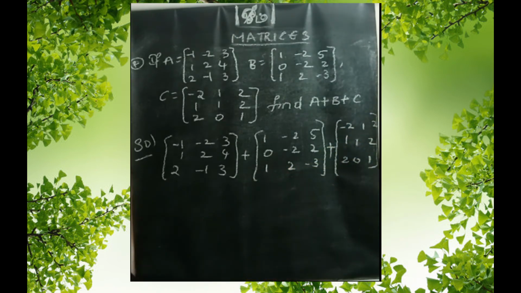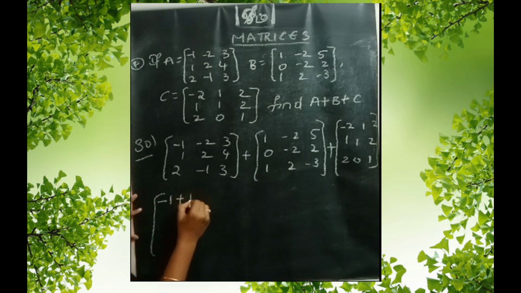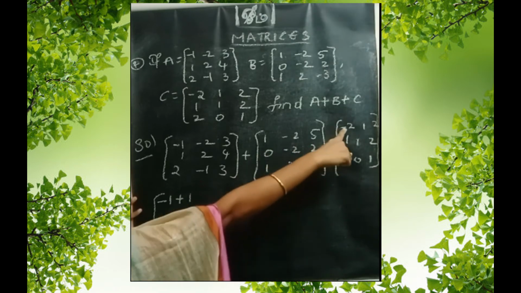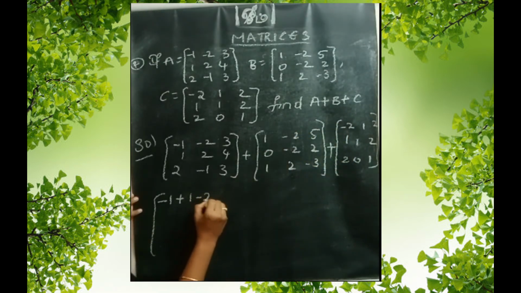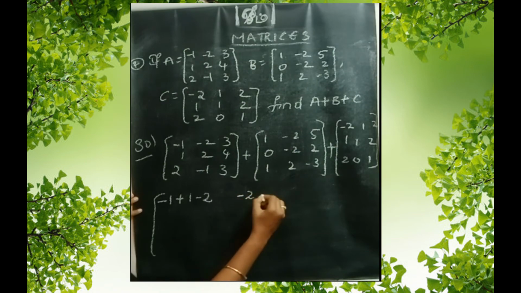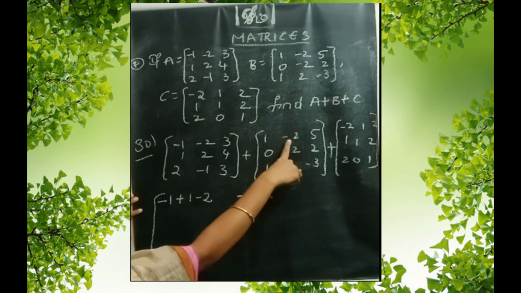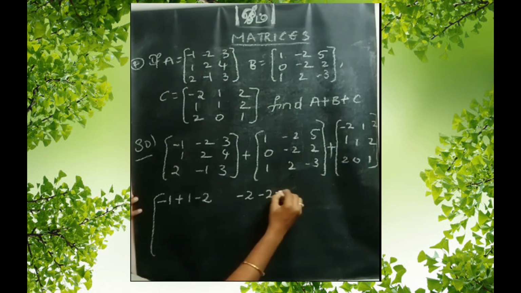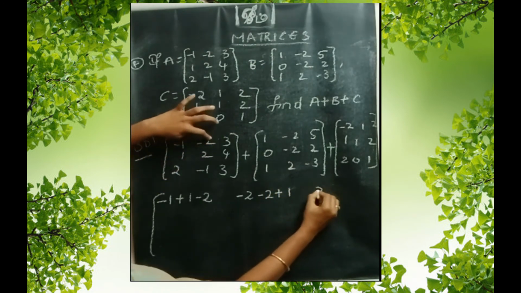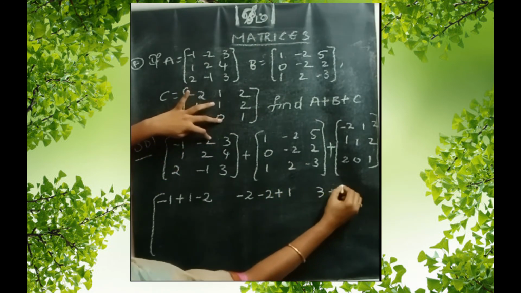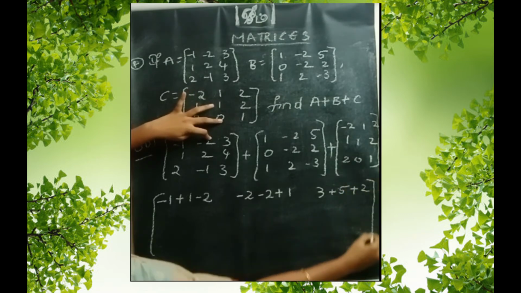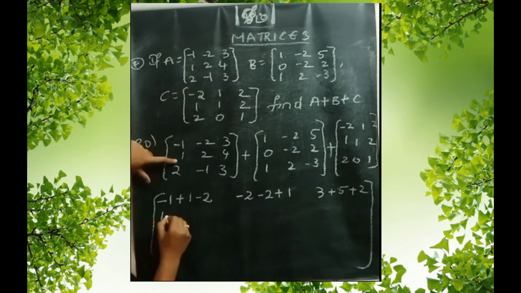Now we have to add each term. Same as before with two matrices, we will do the addition. Same as like here, 3. Minus 1 plus 1 plus minus 2 minus 2, minus 2, here plus into minus, minus, plus, plus, plus 3 plus 5 plus 2. Same as like for this also.